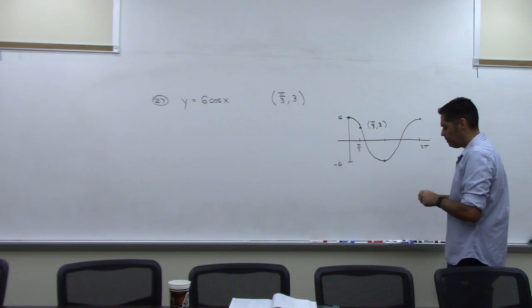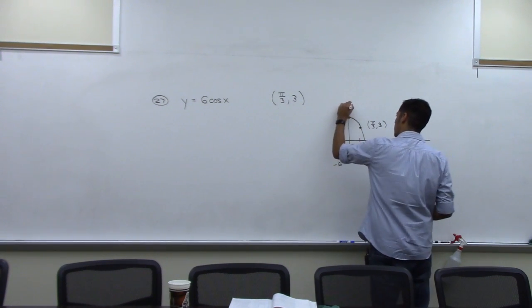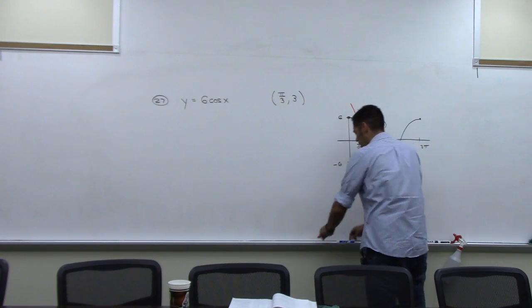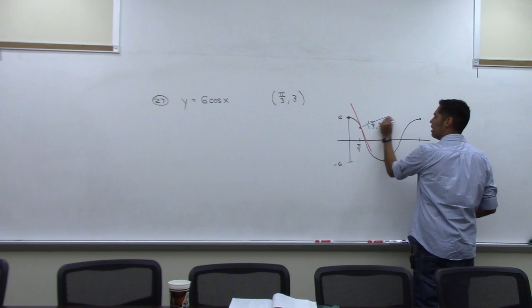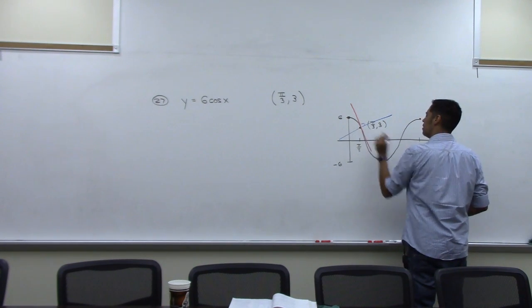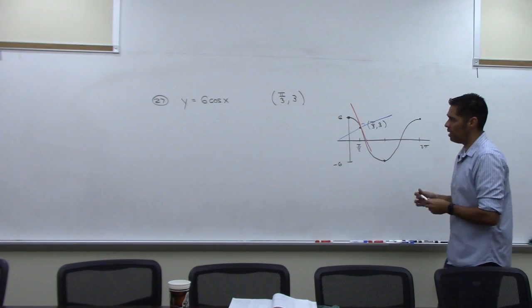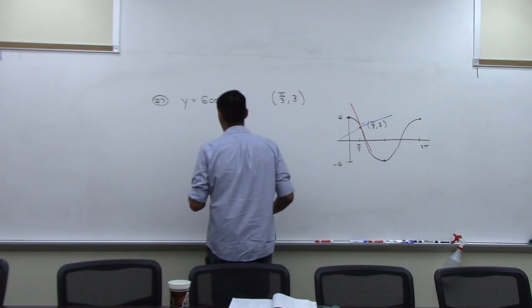What we want to know are two things. What is the equation of this tangent line? And then, what is the equation of what we call the normal line, which will be the line that is perpendicular to the tangent line. So we want the red line's equation, we want the blue line's equation. Let's work on the red line's equation first.